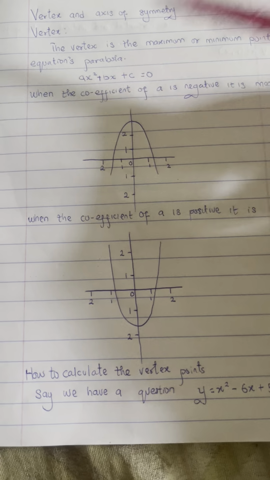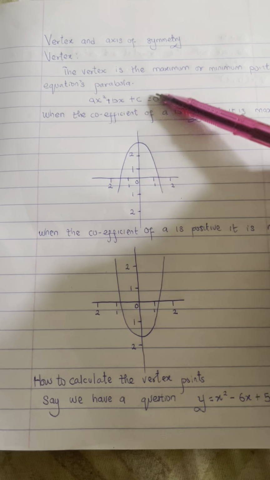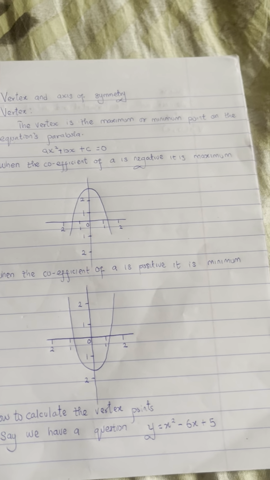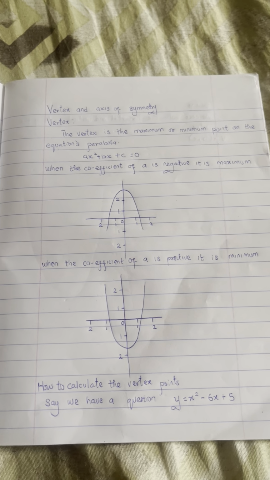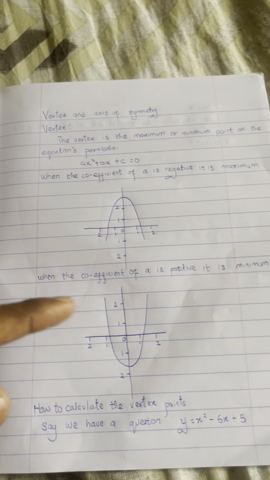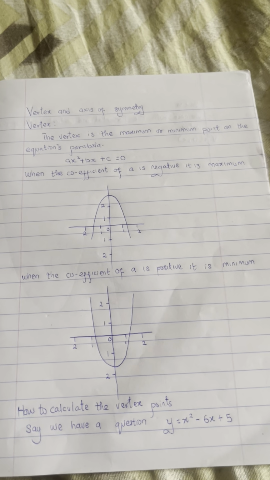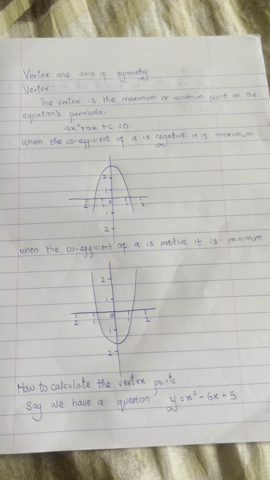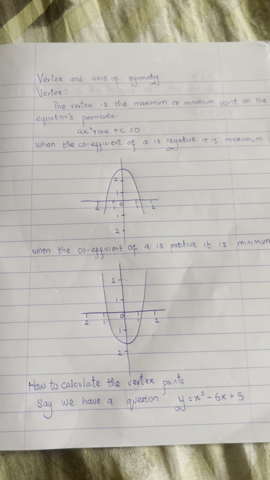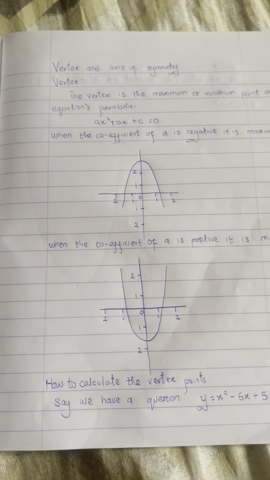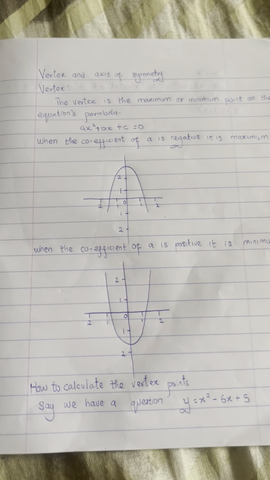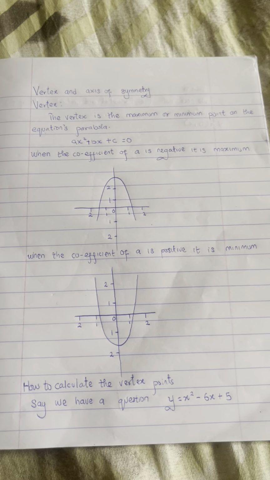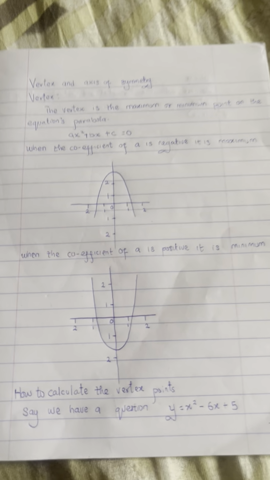So we have a basic quadratic equation where you have ax squared plus bx plus c equal to 0. When the coefficient of a is negative, the vertex is maximum. Yes, that's what happens. And when the coefficient of a is positive, it is at its minimum. So if you were asked to look for the vertex of a parabola and to dictate if it's at its maximum or minimum value, if the coefficient of a is negative, then definitely the vertex is going to be maximum. If the coefficient of a is positive, then the vertex is definitely going to be minimum.